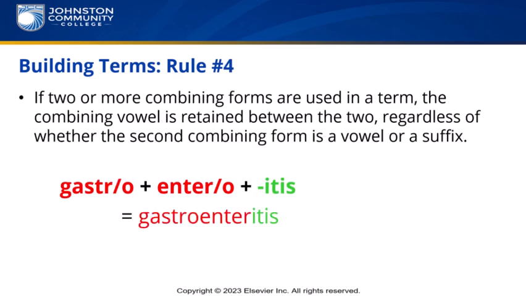Building terms rule number 4. If two or more combining forms are used in a term, the combining vowel is retained between the two regardless whether the second combining form is a vowel or a suffix. The O is dropped from entero when combined with a suffix because the suffix starts with a vowel. But the O is kept between gastro and entero because they are two combining forms. Does it matter that entero starts with a vowel? No. The vowel consonant issue only is important for suffixes.